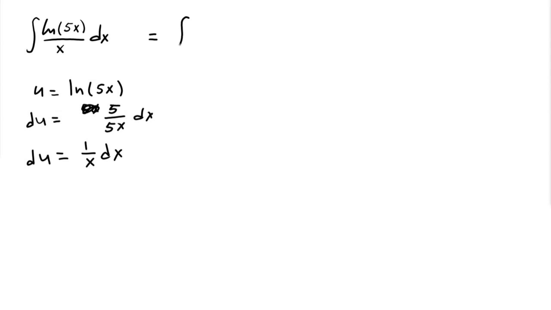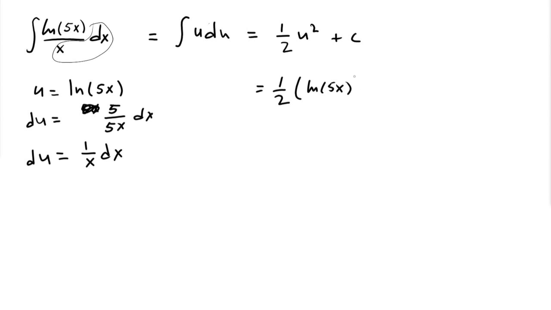So I just have the antiderivative of, well, ln of 5x is my u, 1 over x dx, which is my du. So this is about as straightforward as it gets. 1/2 u squared plus c. So this is 1/2 ln of 5x squared plus c. Just like that.